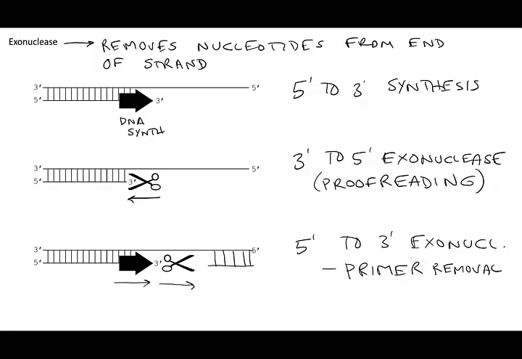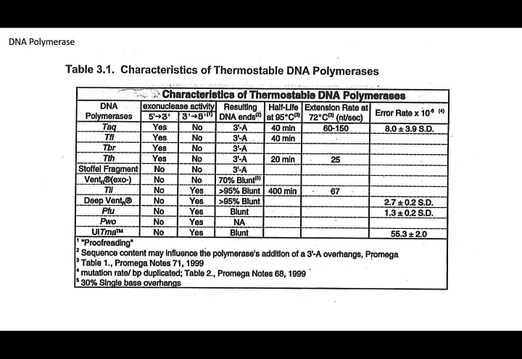All right, so now back to the table here. Some of our enzymes have 5' to 3' and some have 3' to 5' exonuclease activity. So let's look at the top row, the Taq polymerase. It does not have 3' to 5' exonuclease activity. That means it can't proofread. And so, therefore, it has a fairly high error rate, which is shown here in the last column.